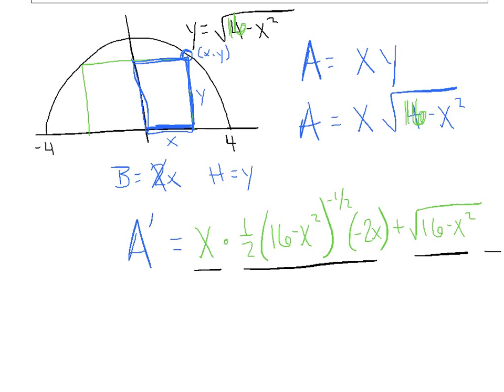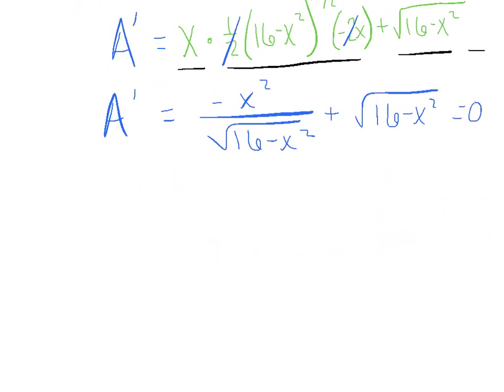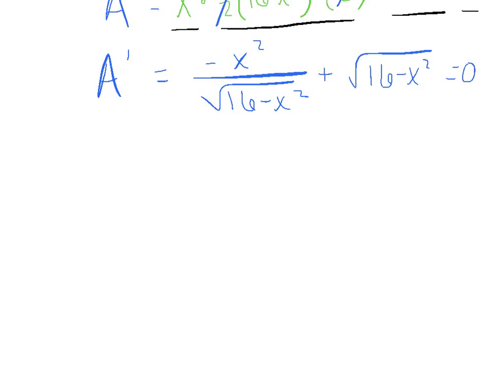Now as I start to clean this up a little bit, I've got A prime is really negative x squared, the 1/2 killed the 2 there, all over this radical, plus this radical. And all I'm going to do now is set this radical equal to 0 and try to solve for x and figure out what my critical point is here.